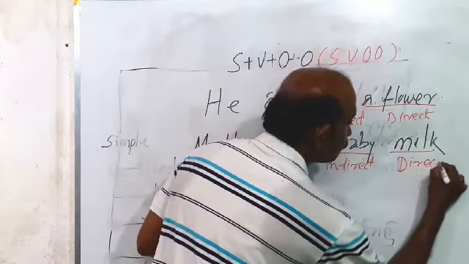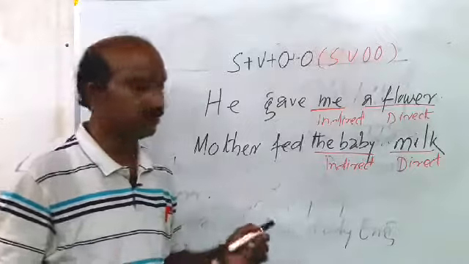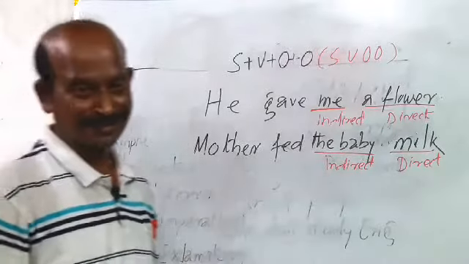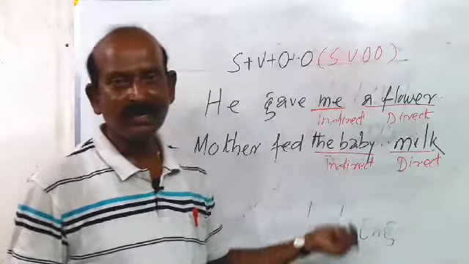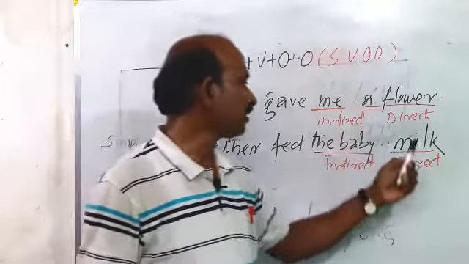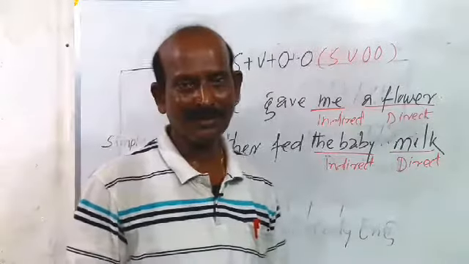Generally, students, follow: the living beings are the indirect object. Here, me, the baby, these are the living beings, so they are indirect objects. A flower, milk, these are non-living things. They are direct objects. Am I clear?